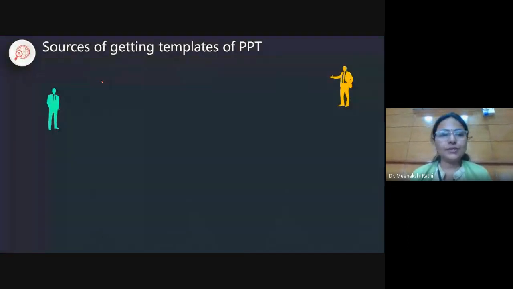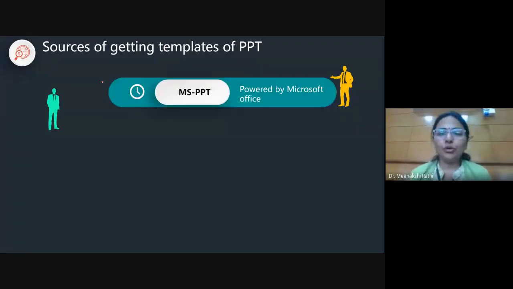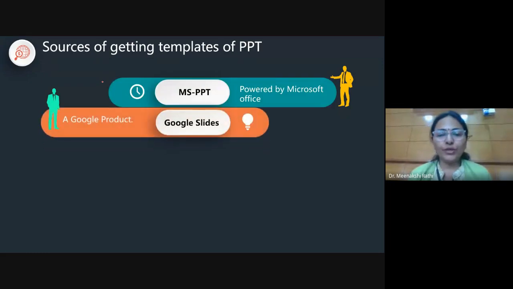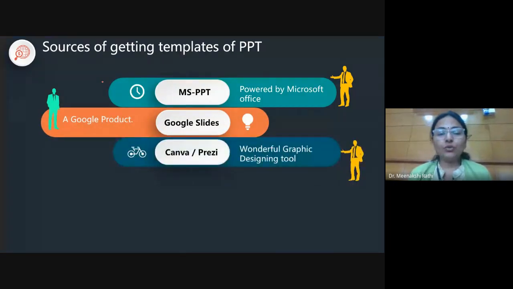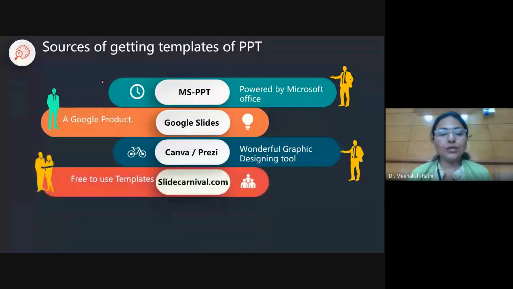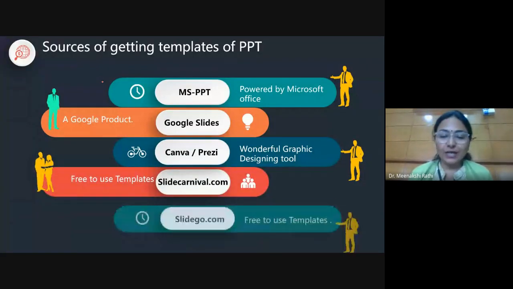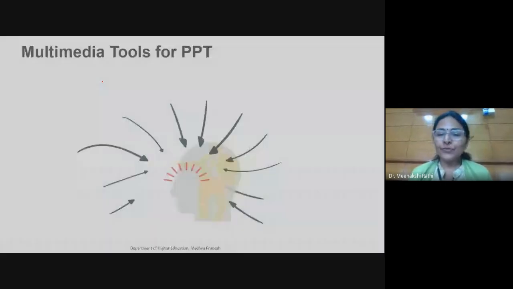Then sources of getting templates for PPT. At times, if templates are there, half of the things are done. So that ways templates help you a lot. You can browse MS PowerPoint, you can use Google Slides, you can use Canva or Prezi, which is there. You can use free templates from slidecarnival.com or slidego.com. So that is also there.